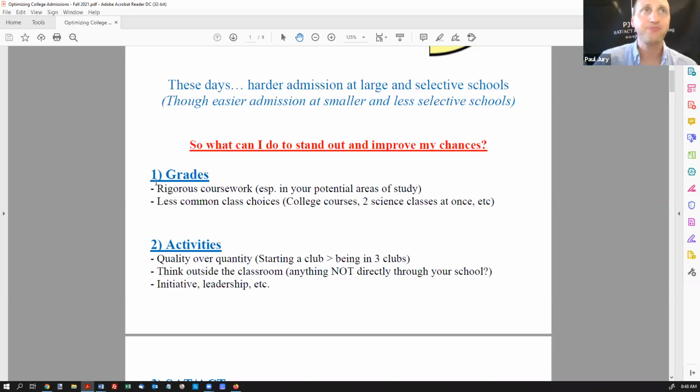Grades we already covered. Rigorous coursework, of course, is important, especially in your potential areas of study. I've always pushed back a little bit on the traditional wisdom of take as many AP classes as your school can possibly offer. Yes, you want to take AP classes. Don't quote me on saying, oh, Paul said I don't need to take AP classes. Yes, you absolutely need to take AP classes.